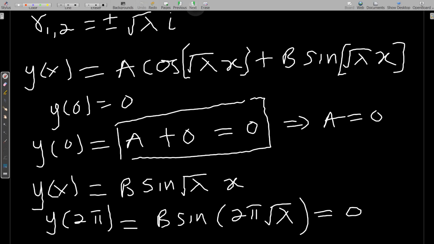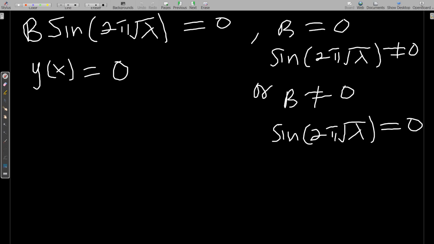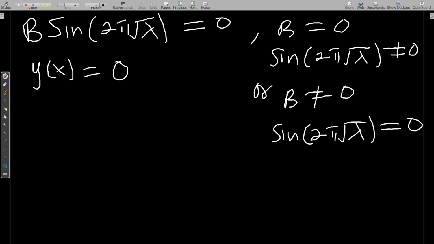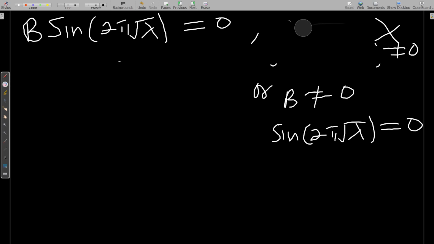Now let's consider the other case where the sine of 2 pi root of lambda is equal to 0. If that is the case, then we are just supposed to find the value of lambda. And remember, there is an x here, so when I put the value of lambda here, the equation wouldn't be 0. So it means the first case will not exist. That's the b equals 0, and this one is not equal. The sine of 2 pi square root of lambda is not equal to 0. That one wouldn't work. So we have to consider the case where the b is not 0, and the sine of 2 pi square root of lambda is actually 0. I hope you get the point.